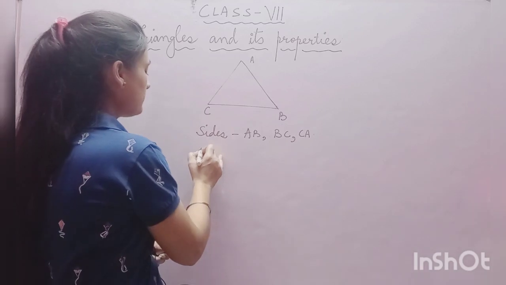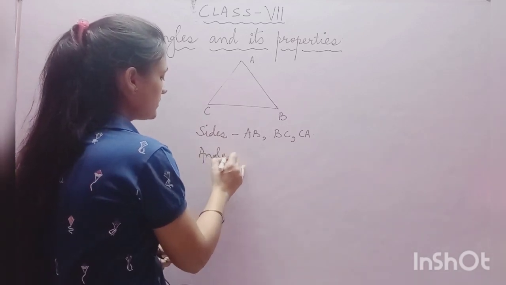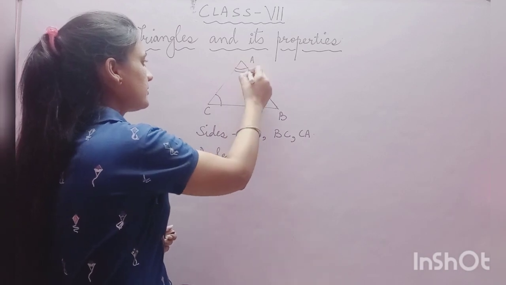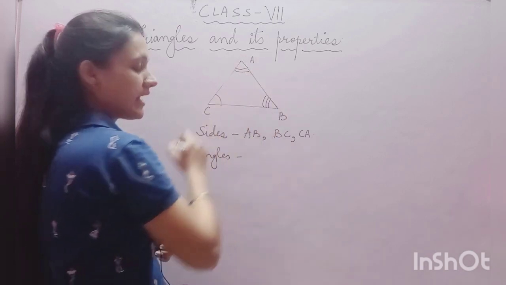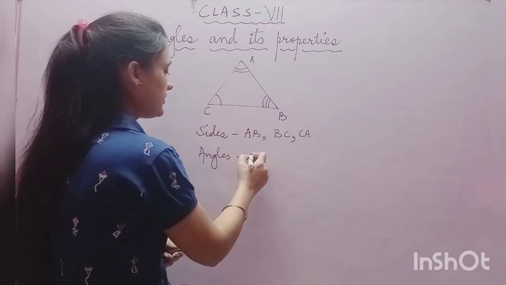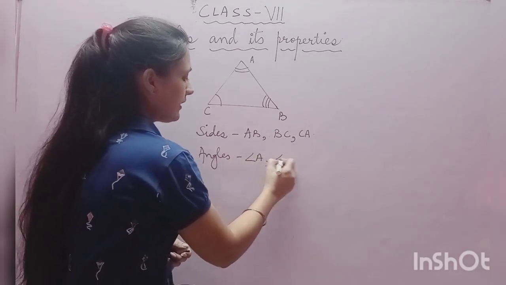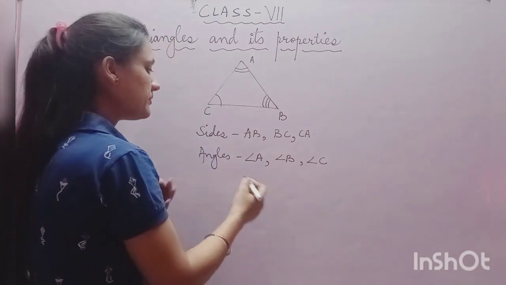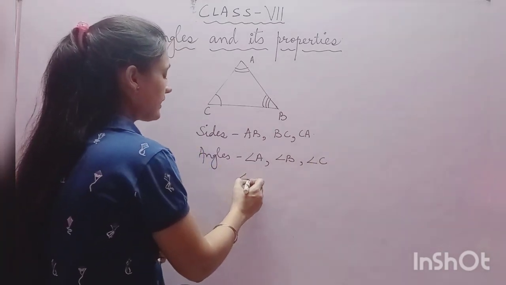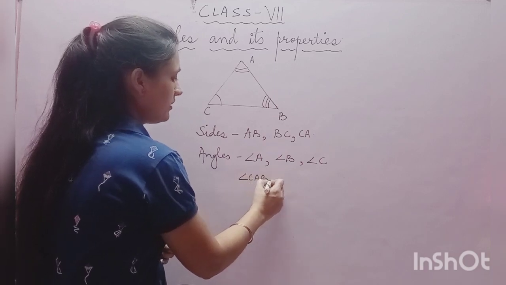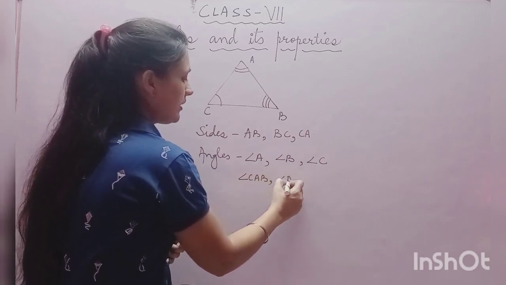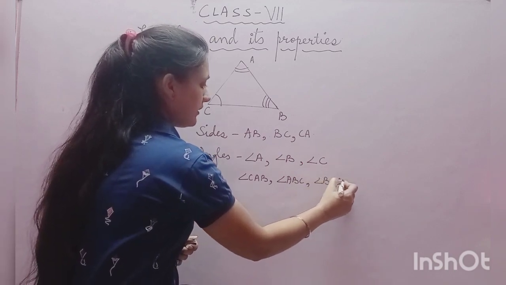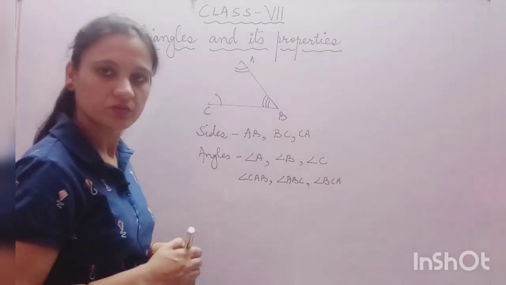Now we'll write down the angles. What are the angles? Of course, it has 3 angles, right? 3 angles of a triangle. We can name them as angle A, angle B and angle C. You can name it like this also, that this is angle CAB, this is angle ABC and this is angle BCA, right? This is also the right way, okay?